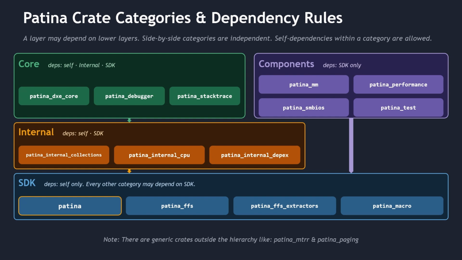Continuing up the left side, the next category is core. This consists of crates that represent the core itself, such as the Patina DXE core, or crates that are meant to be used only by the core, such as Patina Debugger and Stack Trace, given there as examples. And next to that is components. These are individual sets of functionality. They can depend on the SDK. They should not depend on core or internal crates.